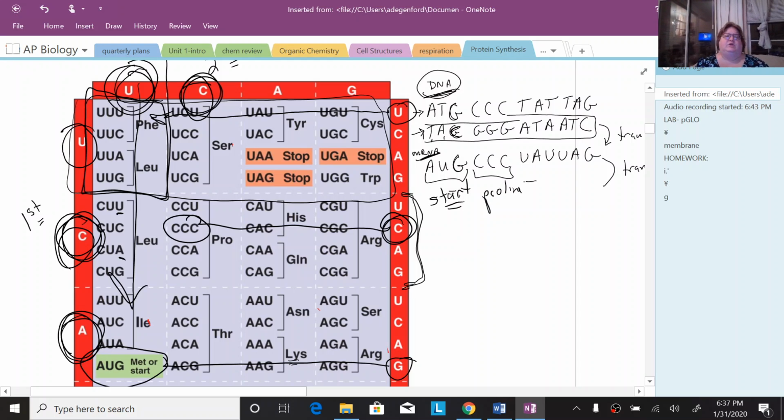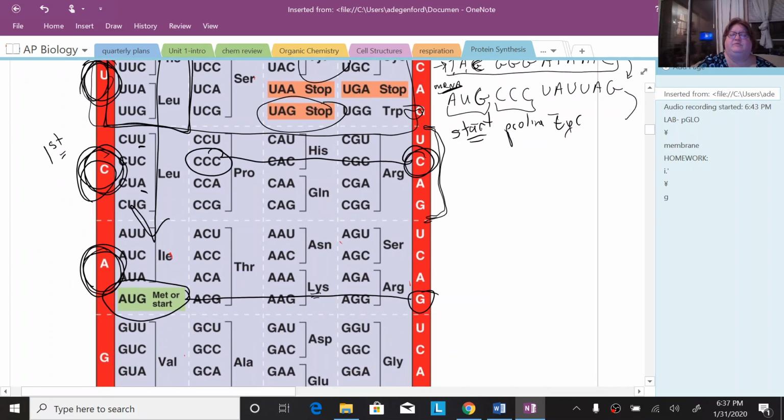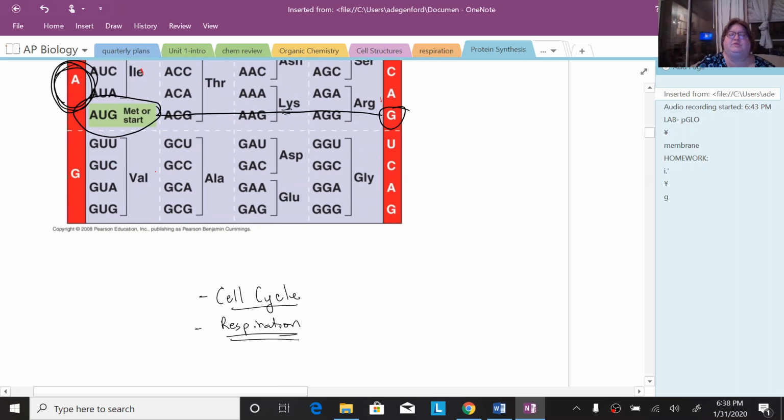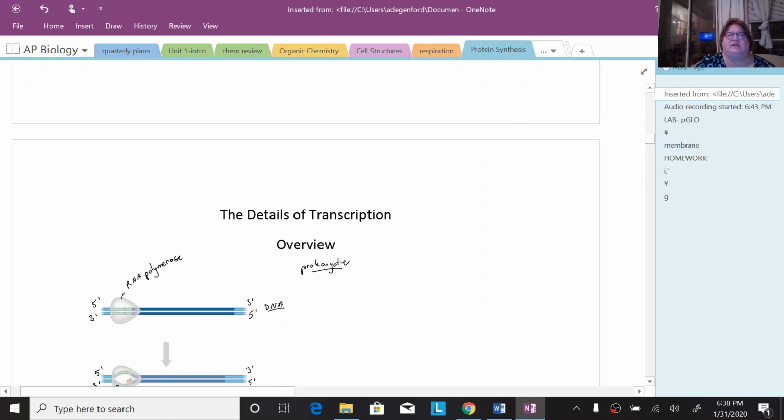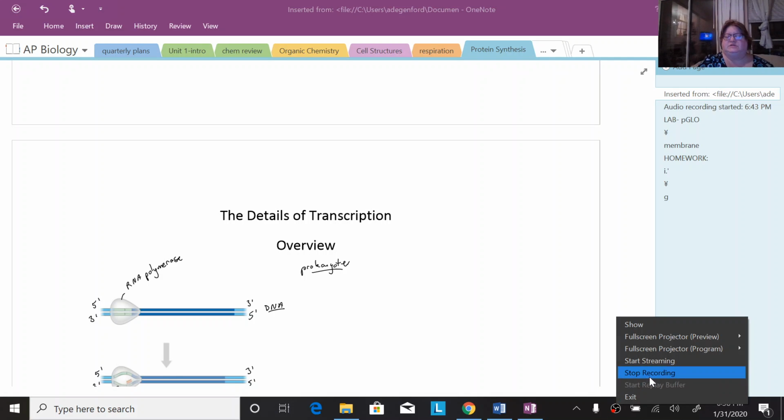And then UAU, tyrosine. And then UAG, yay, stop codon. And we'll talk about the significance of that. How does that work? But right now we just want to familiarize ourselves with the basics here. And then in the next video we'll talk about the details. But that's just a rundown, and that should help you get started with this unit. All right, see you on Monday.